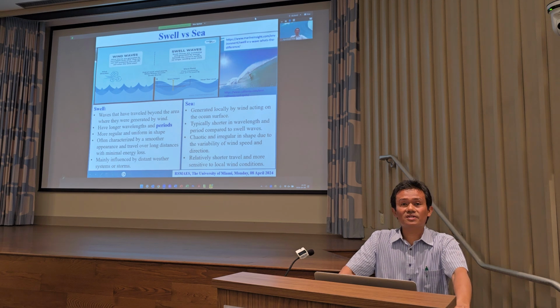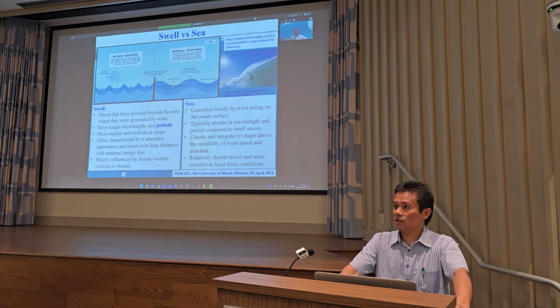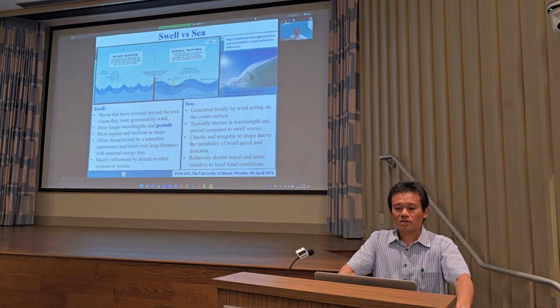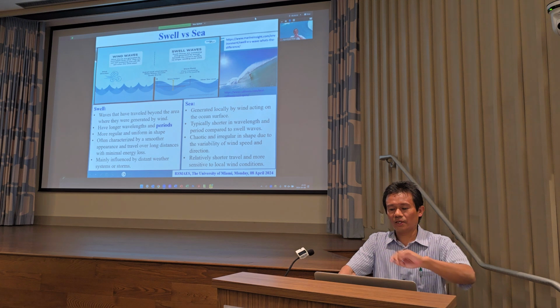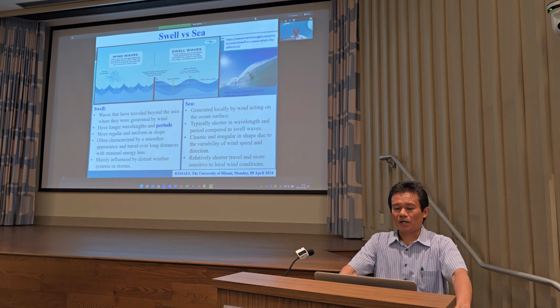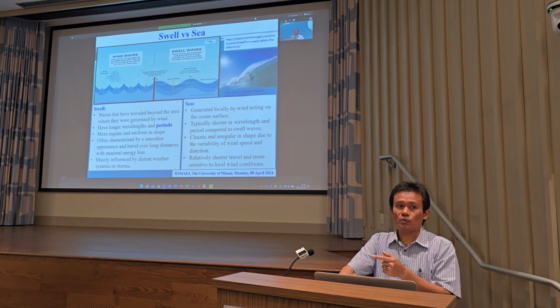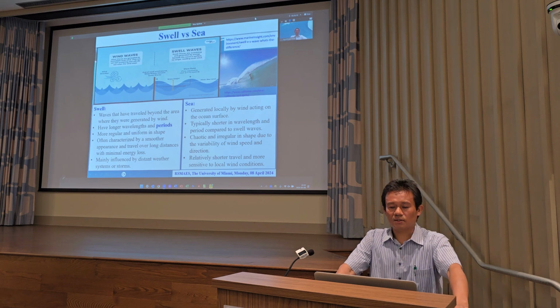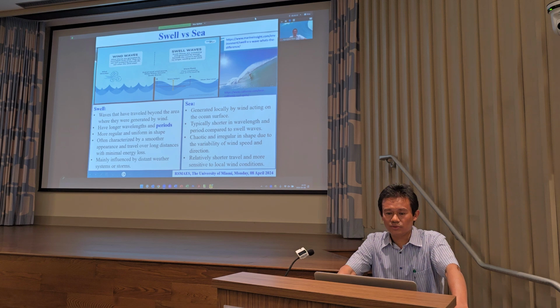So how do we relate this definition to our work? We take advantage of the period. We are looking at 2 different cases. In one case, we assume that if the period is less than 10 seconds, then it is wind waves, but if longer than 10 seconds, we assume that it is swell. So that's the first case we do.